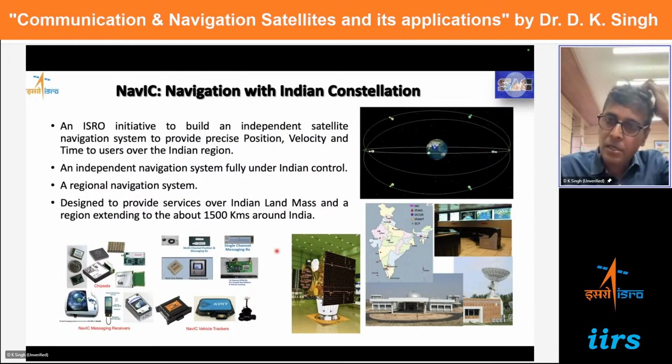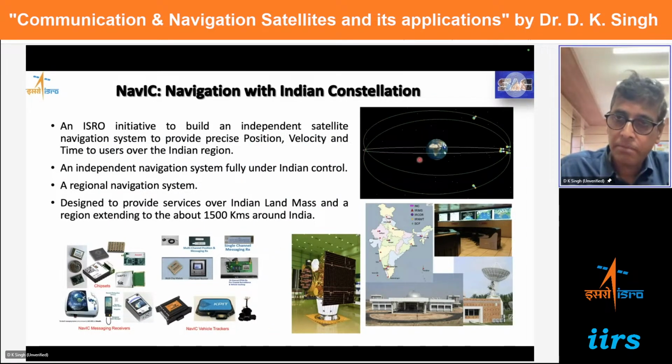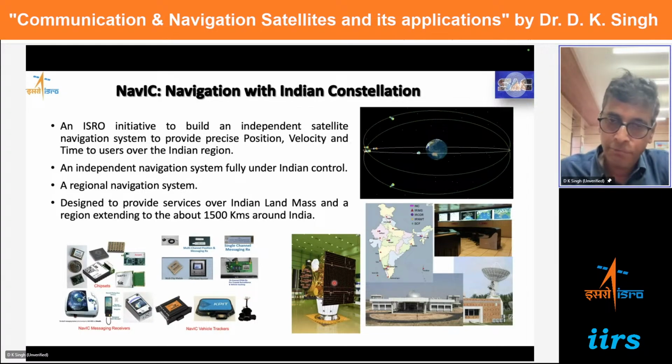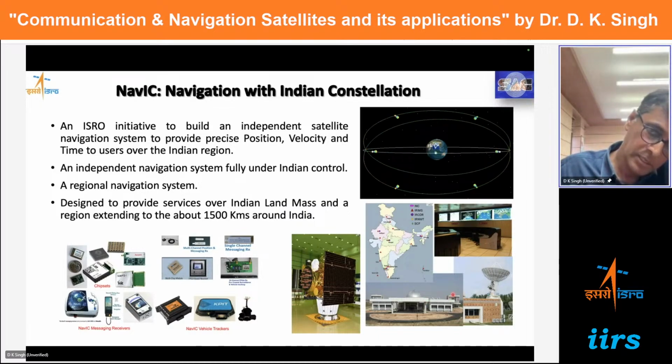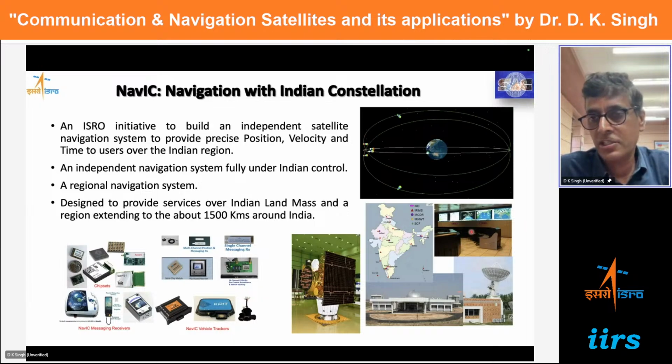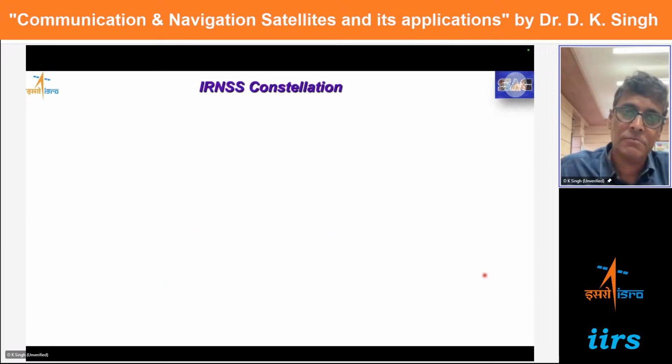Now this is the picture of the constellation of the 7 satellites, and these are the different kinds of receivers which were developed, and these are the different kinds of application equipment which can be used for vehicle tracking and so on. This is the picture of the satellite in the clean lab before it moves for launching. And we have a navigation center, which is the master control center at Byalalu, Bangalore, which takes care of managing the whole IRNSS network.